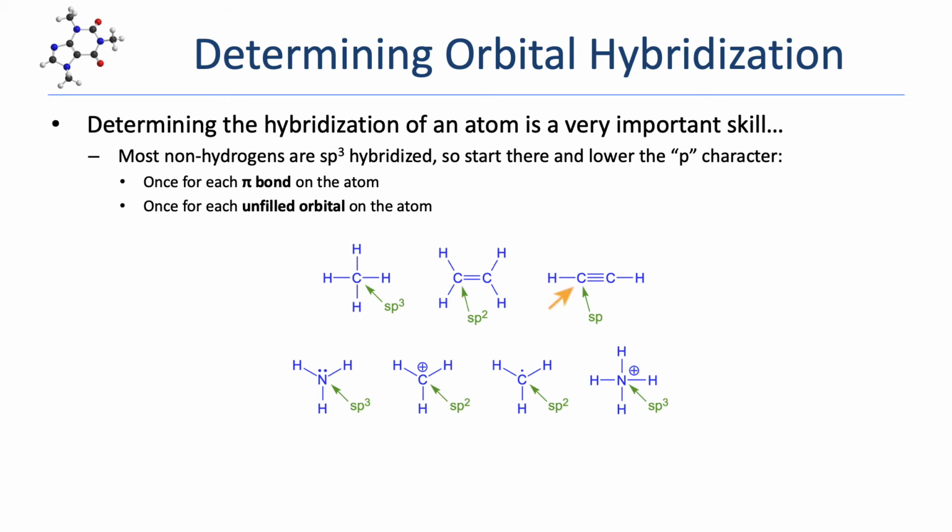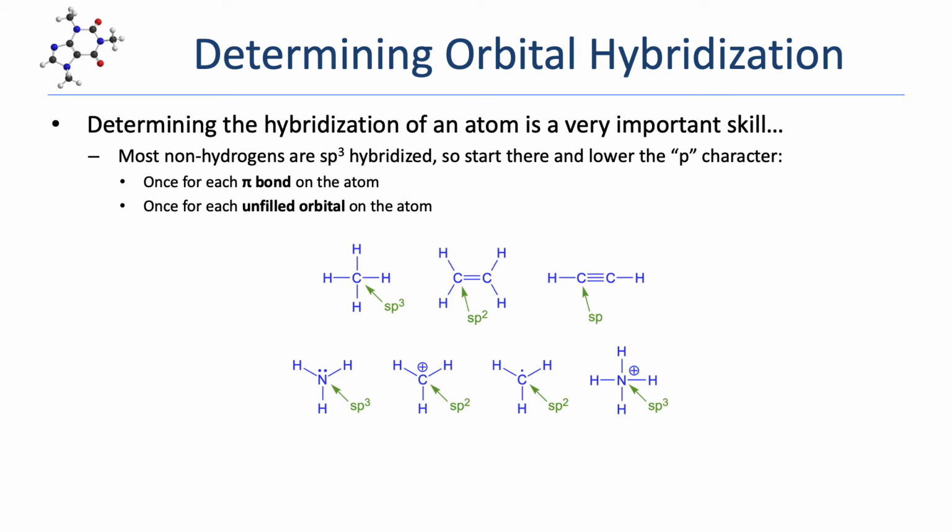If we look at ethyne, either of the carbons in this molecule, we can see that each one's involved in a triple bond. And a triple bond has 2 pi bonds. So because there are 2 pi bonds attached to either of these carbons, we have to knock that p character down twice, down to sp. Now, each of these carbons has 4 total bonds attached to it. That means 4 pairs of electrons. Again, that's an octet, so the outer valency is filled. There are no unfilled orbitals, so we leave it at sp.